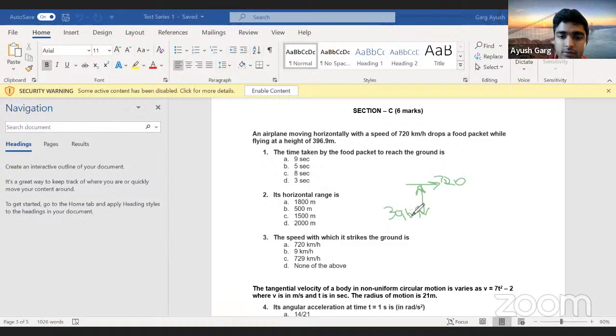396.9. Okay. So the time taken by the food packet to reach the ground is, the speed is this much, 720.